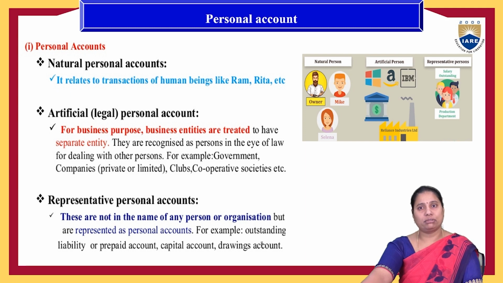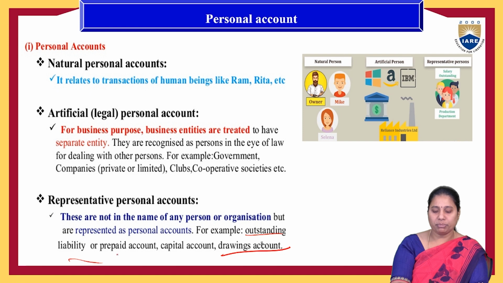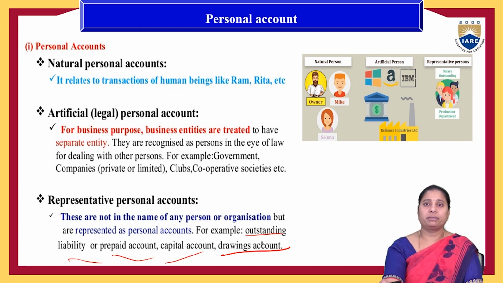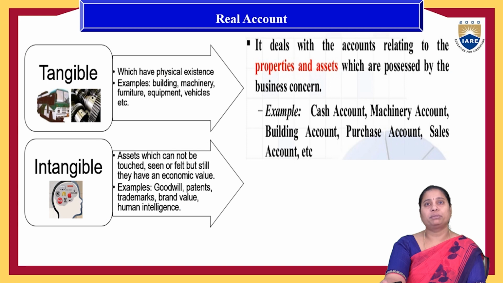Persons' representatives: if any owner withdraws for his personal use, that drawing account will also come under the personal account. Outstanding liability or prepaid accounts too. Capital is also invested by a person or the owner. On behalf of them, the capital is invested. So we can treat capital as also coming under the personal account.